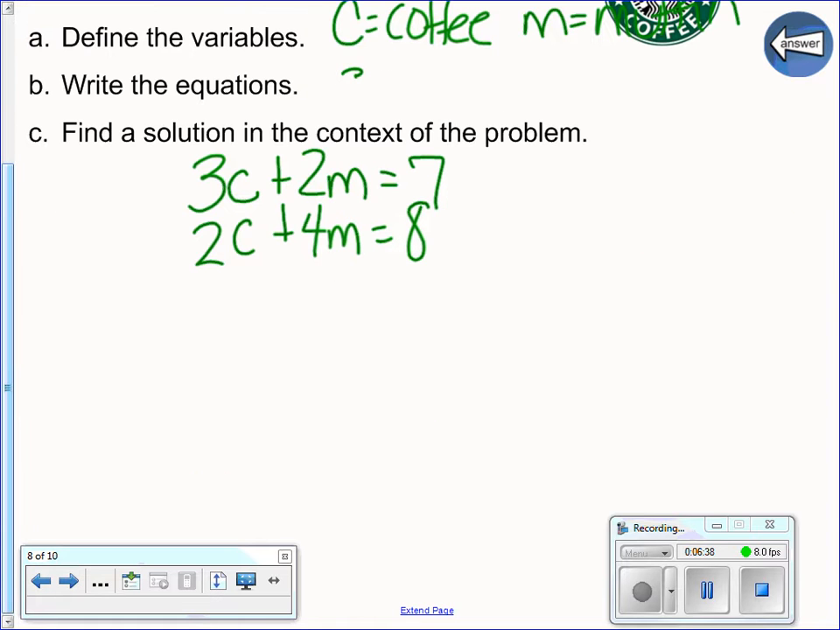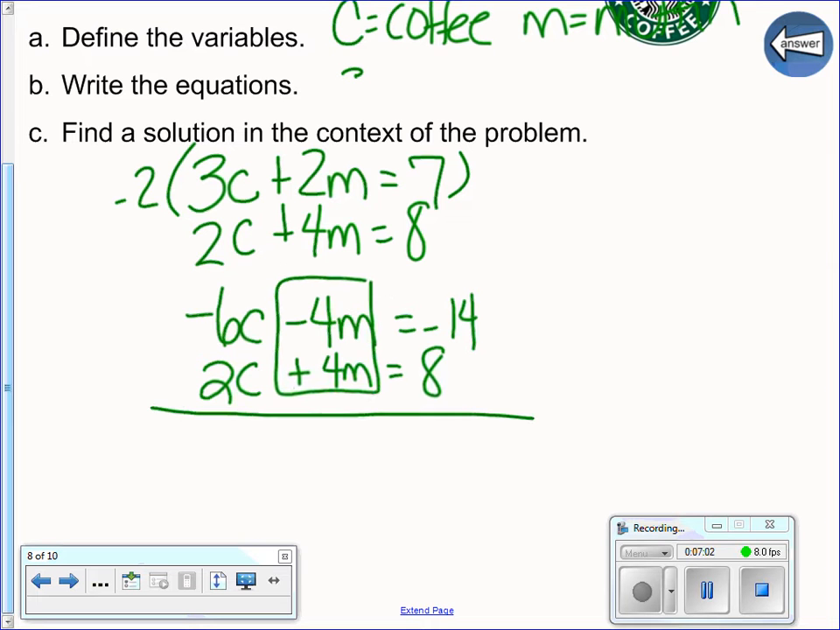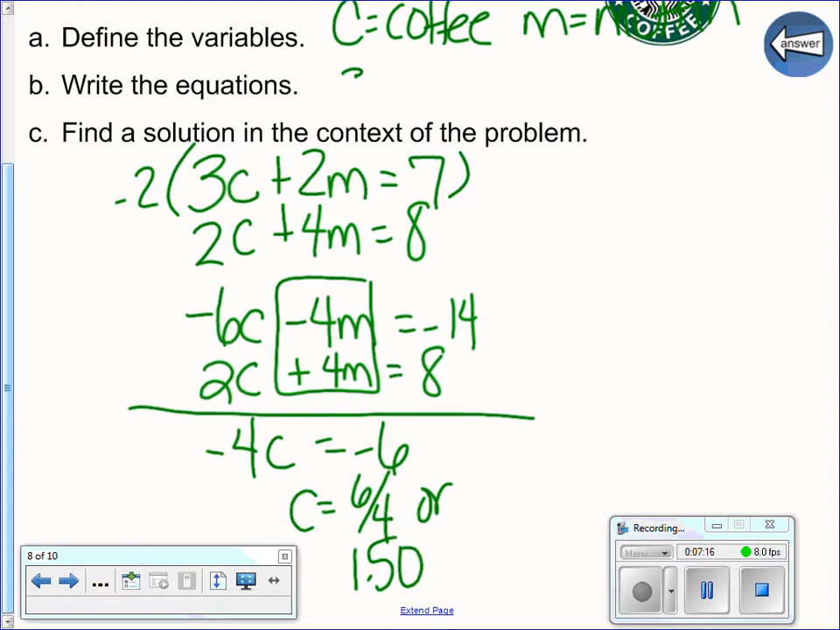So I don't have any coefficient that's the same. I'm going to multiply this whole top one by negative 2 so I can get the m coefficients the same. So it would be negative 6c minus 4m equals negative 14. And then I'm going to put it together with 2c plus 4m equals 8. And that gets me these with the same coefficient but opposite signs. So negative 4c equals negative 6. So c is equal to 6/4, or, since it's money, $1.50.